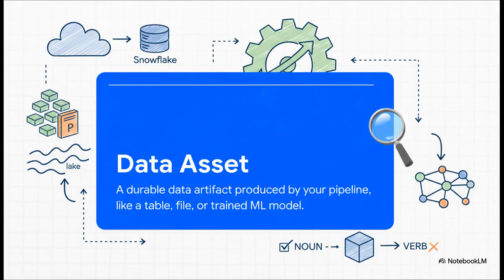And let's be super clear about what we mean by an asset. This isn't some abstract concept. A data asset is a real, tangible thing that you care about. It's that critical table sitting in Snowflake, that big Parquet file in your data lake, or that shiny new machine learning model you just trained. It's the noun in your sentence, not just the verb.